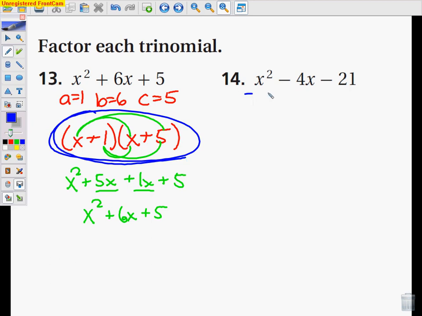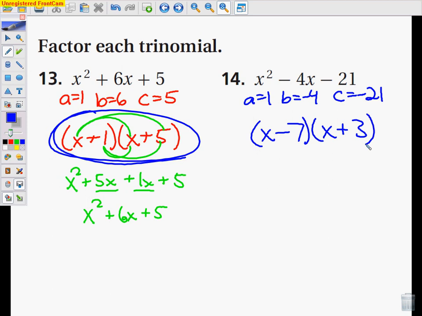Here, there's no GCF to factor out. So a equals 1, b equals negative 4, c equals negative 21. Once again, we're finding two things that multiply to give you c, and at the same time add to give you b. The things that multiply to negative 21 and add to negative 4 are negative 7 times positive 3. So that's going to be x minus 7 times x plus 3. And it doesn't matter what order you put that in. If you wanted to, you could have put the x plus 3 on the other side. Okay, doesn't matter. All right, let's move on.